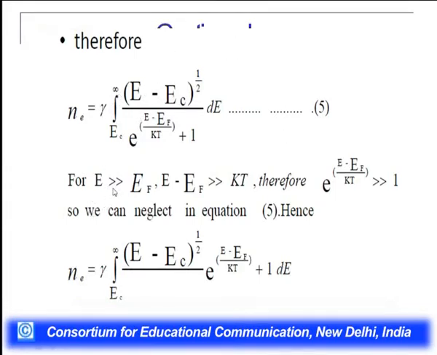For energy greater than the Fermi energy, E minus EF will be much greater than KT. Therefore, e to the power (E minus EF) divided by KT is much greater than 1, so we can neglect the 1 in equation 5. Hence we can write N(E) equal to gamma times the integral from EC to infinity of (E minus EC) to the power 1 by 2 times e to the power minus (E minus EF) by KT, dE. Then we have this equation.